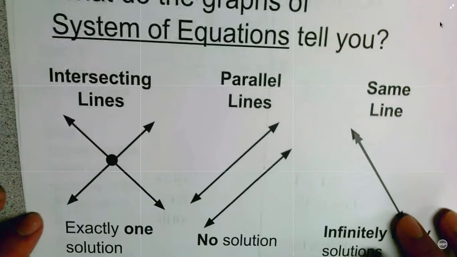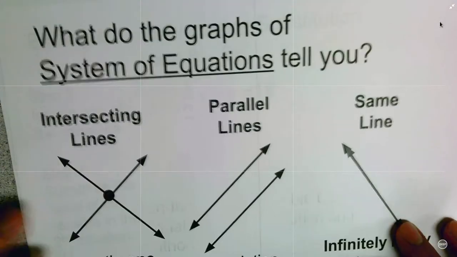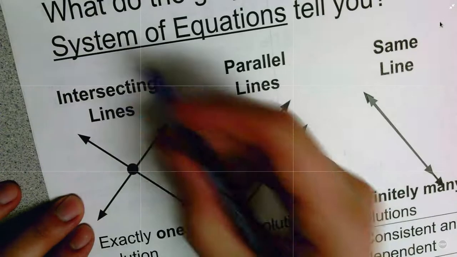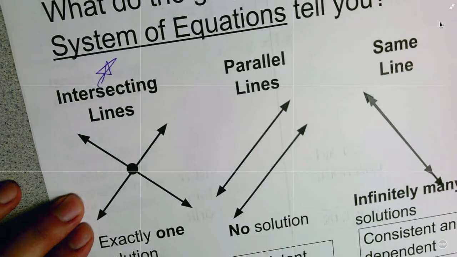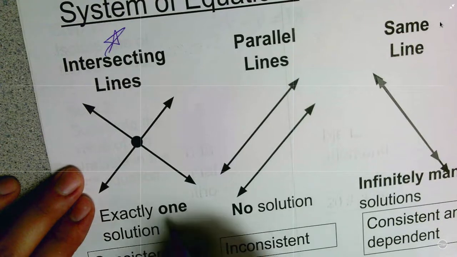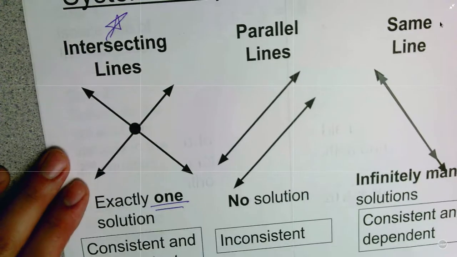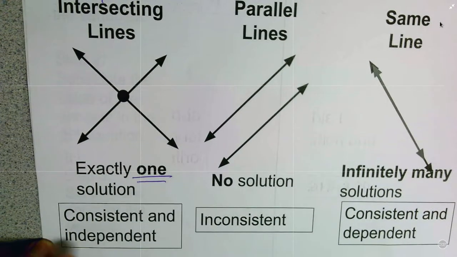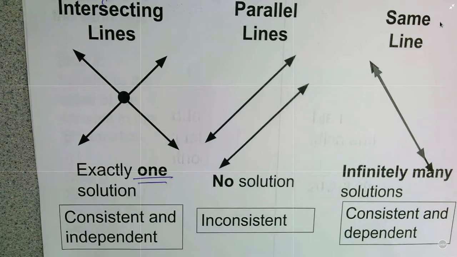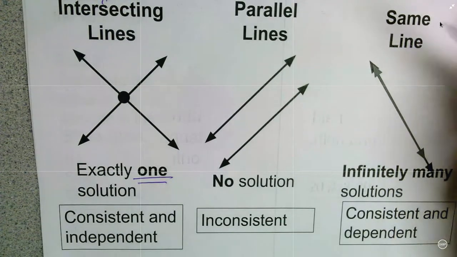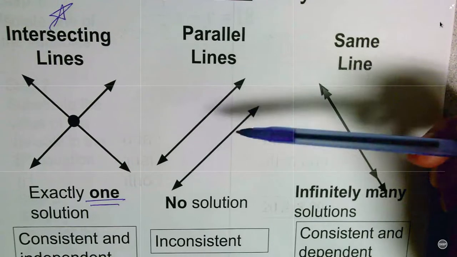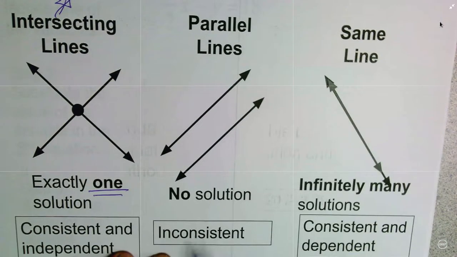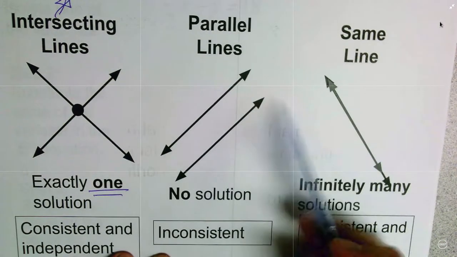So you guys saw this in our last packet. The graphs of systems of equations: we have the intersecting lines. This is hopefully what we end up with most of the time. And that has exactly one solution, which is what we want. We call that the consistent and independent case. Our second case is the parallel lines, where these never intersect. This is what we call the inconsistent case, and we'll see that sometimes.